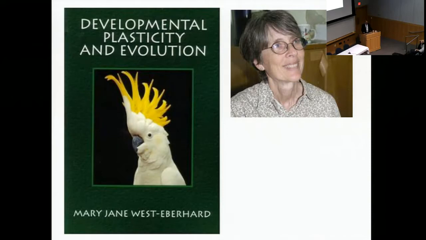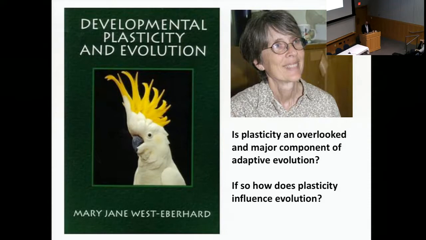But I think we really need to give credit to Mary Jane West-Eberhard, who several years ago published a book where she tried to make a forceful case for bringing plasticity back into our conceptions of and framework for thinking about adaptive evolutionary change. In particular, she asks, is plasticity an overlooked component that we're completely ignoring in many of our theoretical and empirical projects in quantifying adaptive evolution? And I think the follow-up question is, if it is playing a role, what kind of role is it playing? That's what I want to talk about today.